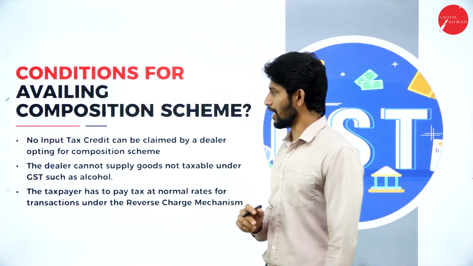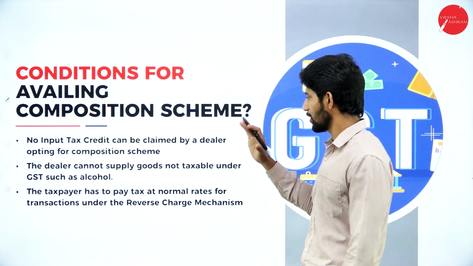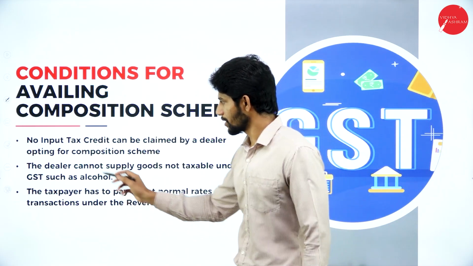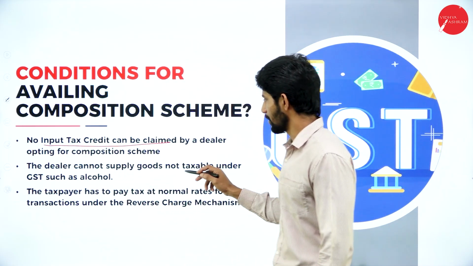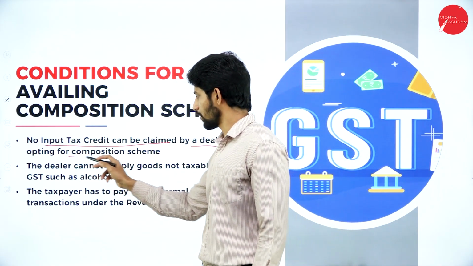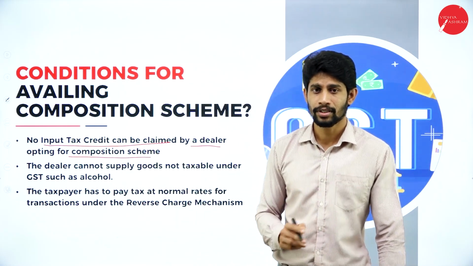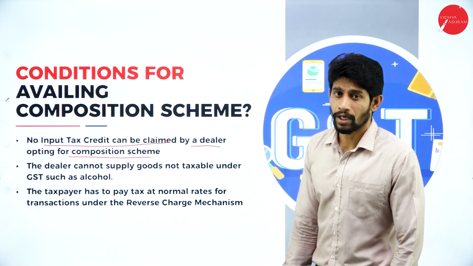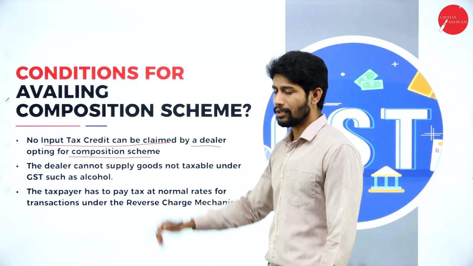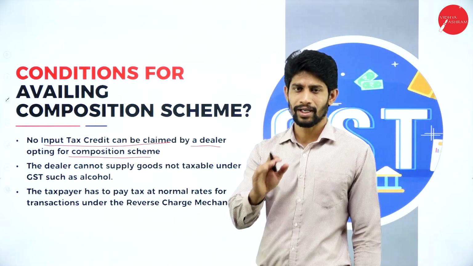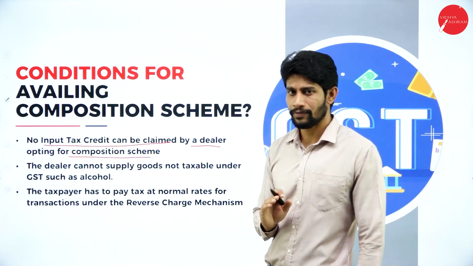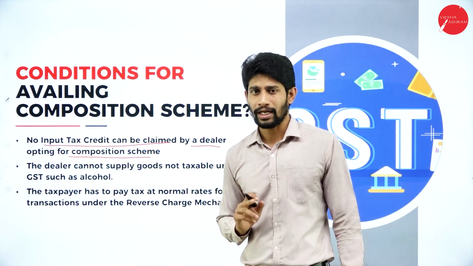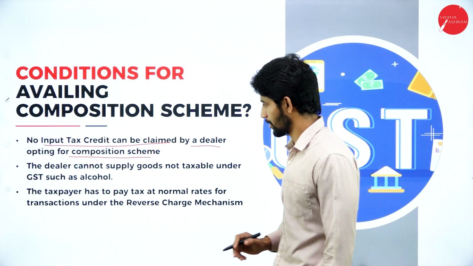Next, conditions for availing the composition scheme. So what are the conditions we have? The first condition is that no input tax credit can be claimed by a dealer opting for the composition scheme. That means if you are opting for the composition levy scheme, you are not allowed to claim input tax credit.